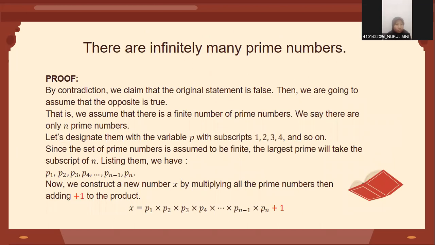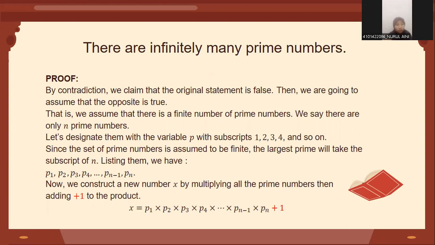The first thing that we will solve in proving techniques is to prove whether there are infinitely many prime numbers. To prove that there are infinitely many prime numbers, we will use contradiction. By contradiction, we claim that the original statement is false. Then we are going to assume that the opposite is true.